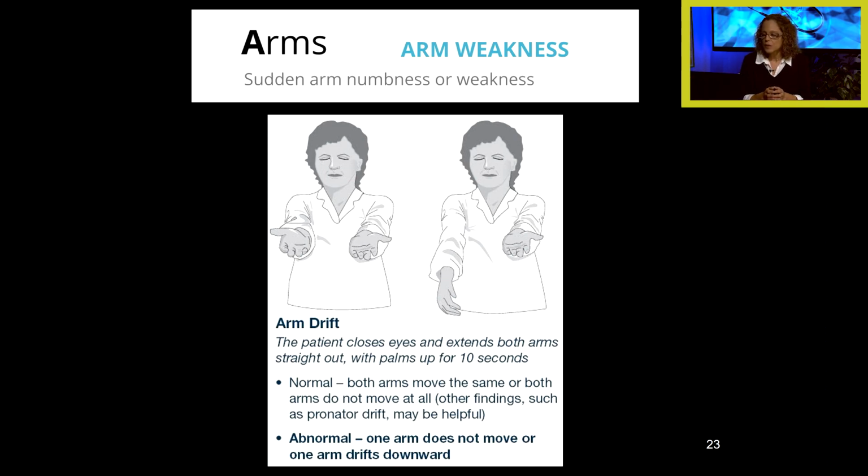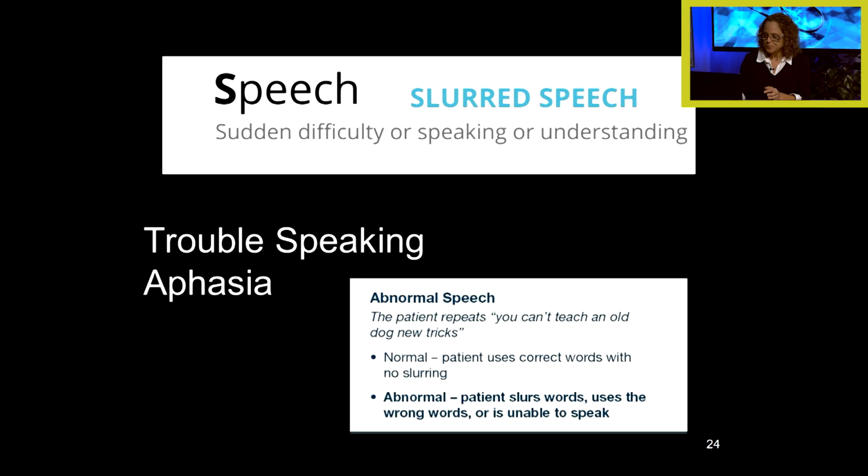A weakness of the arms, this could be a sudden numbness. They could say that they're experiencing numbness or tingling, and then we can check for arm drift. What we have them do is close their eyes and extend both of their arms straight out with their palms up. We want them to try to hold that out for 10 seconds. And normally both arms will stay in that position, right? However, if they're having a stroke, they could have a drift where one of the arms tends to drift downwards. So this is another sign that you can look for.